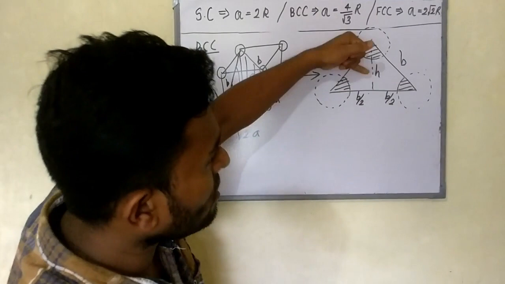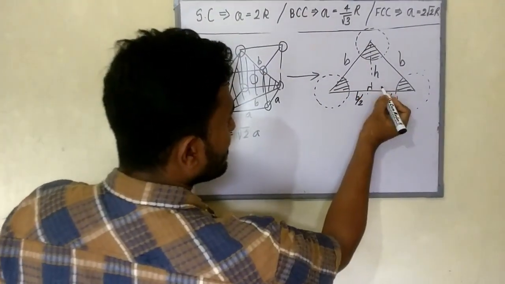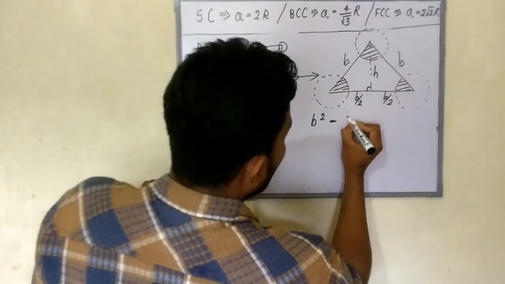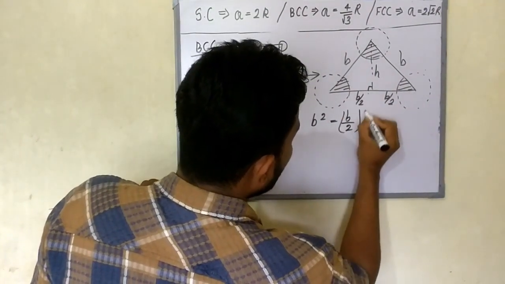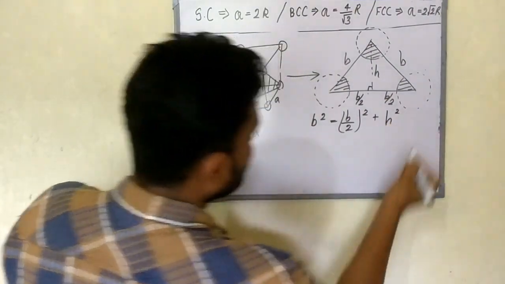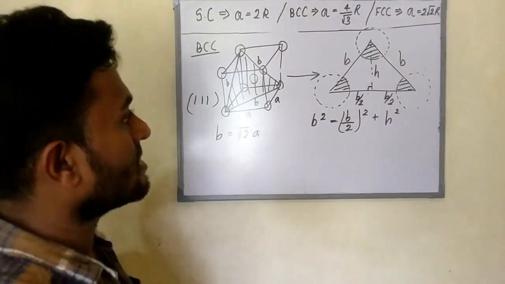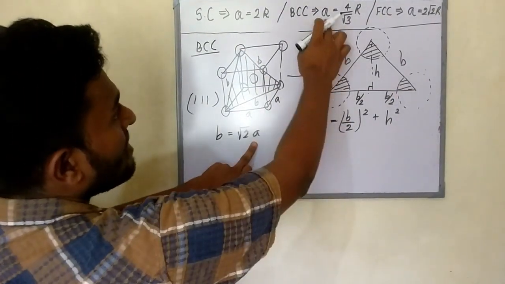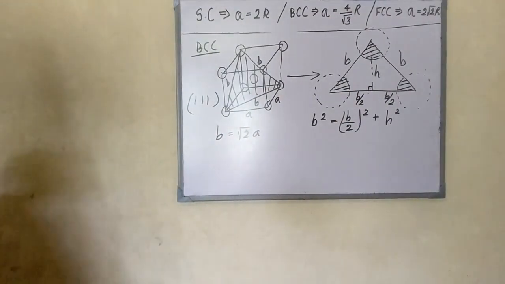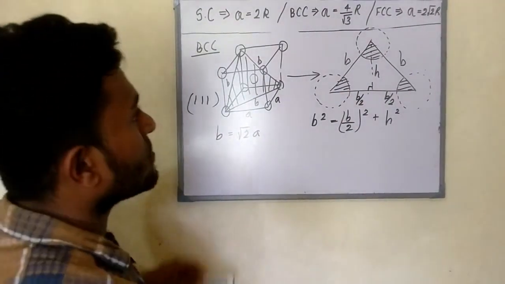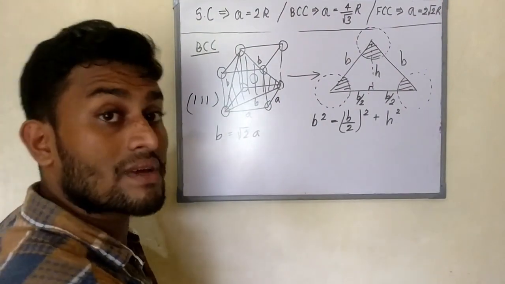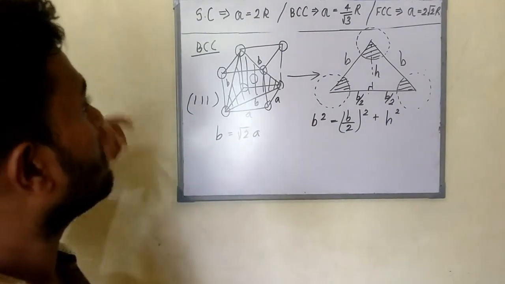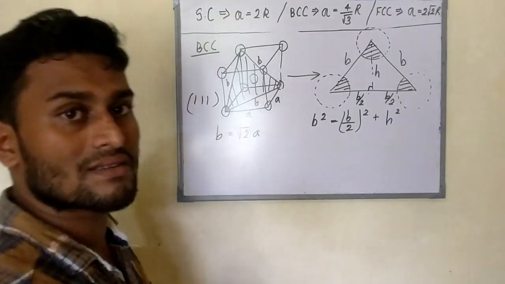Then you can get the value of h also by using the Pythagoras theorem. Here B squared equals B over 2 squared plus h squared. So you can get the value of h. Here the value of B is given, and also the value of A we have already found. So then you can go on to calculate the planar density. So these are the planar densities for BCC structures.